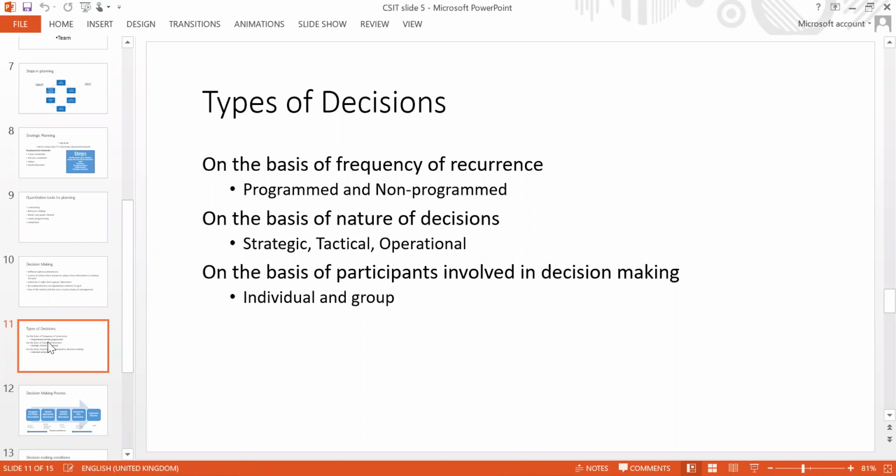All of a sudden the machine did not work. So at that point of time, you have to take the decision about what you are supposed to do. So those situations are non-programmed, and the decision making that you have to do in such a situation is called non-programmed decision making, right? And on the basis of the nature of decisions, there are three types.